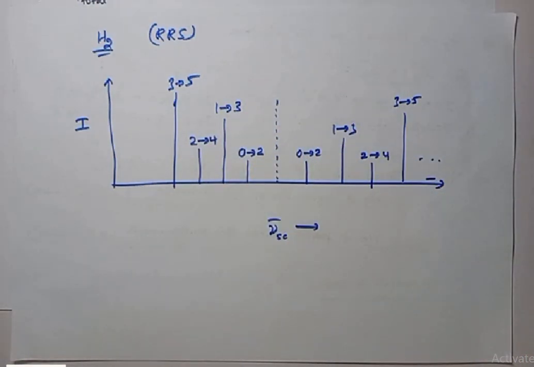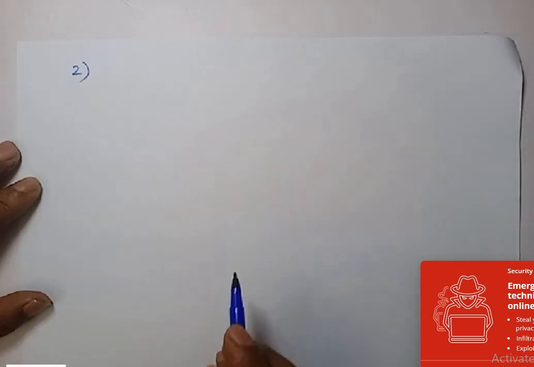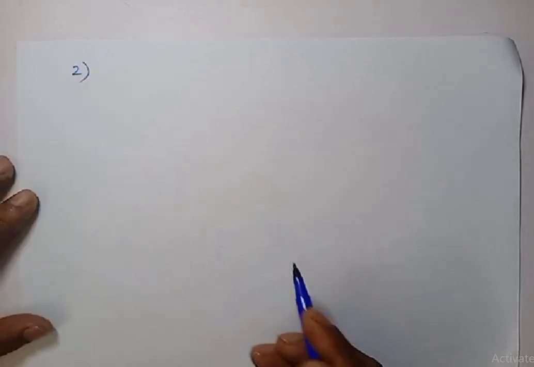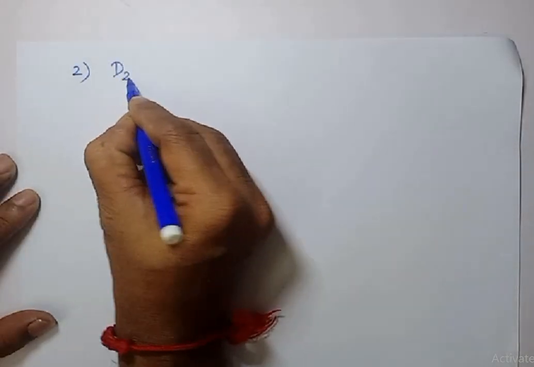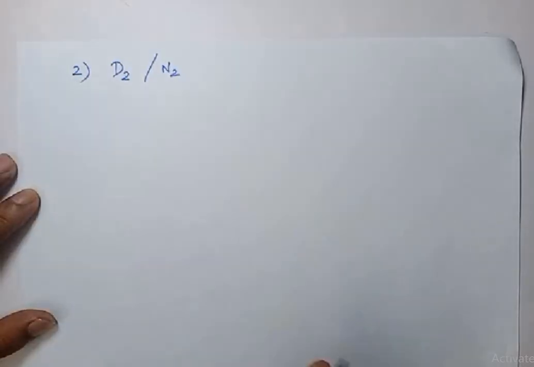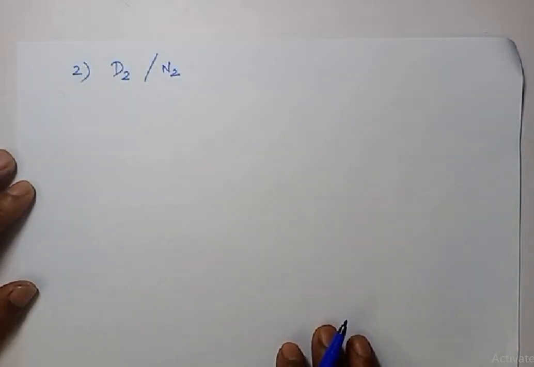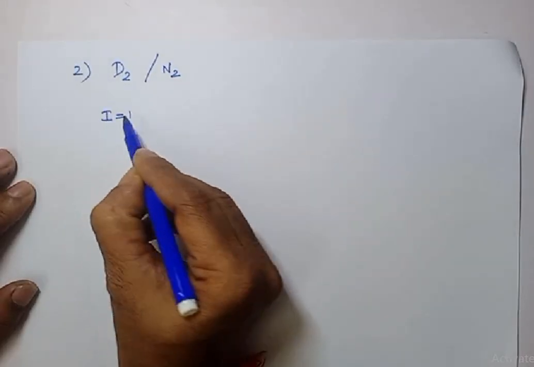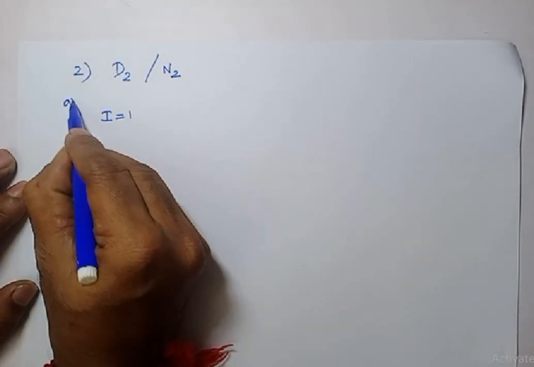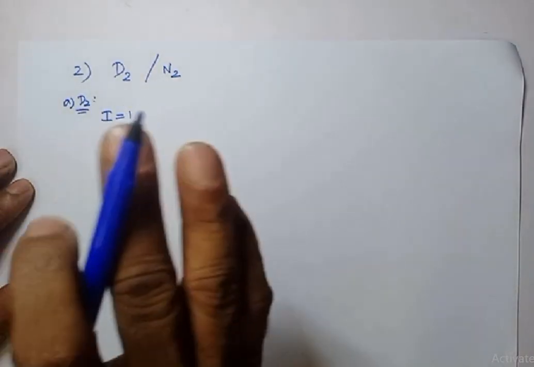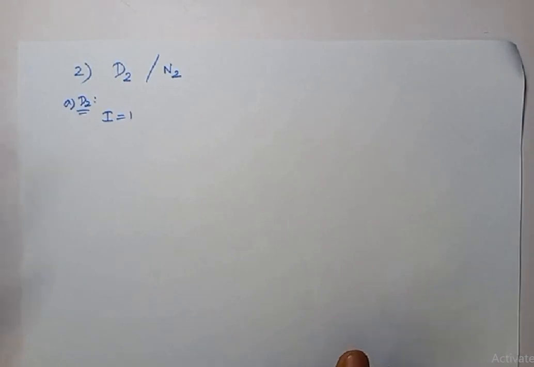In the next class, we will discuss the deuterium molecule and the nitrogen molecule. Both will give the same idea. But for the deuterium molecule, I value equal to 1. So first you start with the deuterium molecule and try to explain how the spectrum looks. I'll leave it to you. In the next class, we will discuss this.